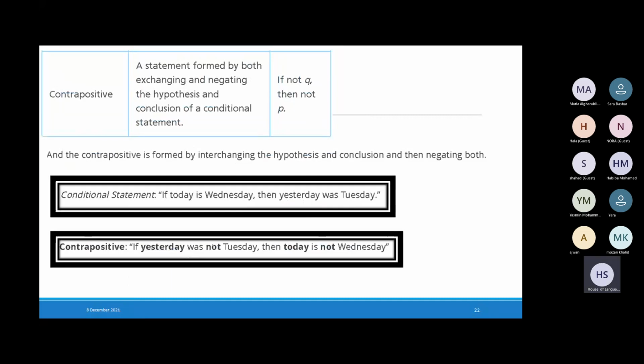That's not science. Who said science? Ah, okay. So I will give you some geometry examples. Contrapositive is a statement formed by both exchanging and negating the hypothesis and the conclusion.